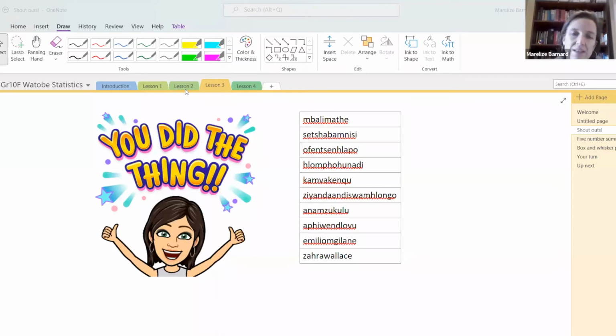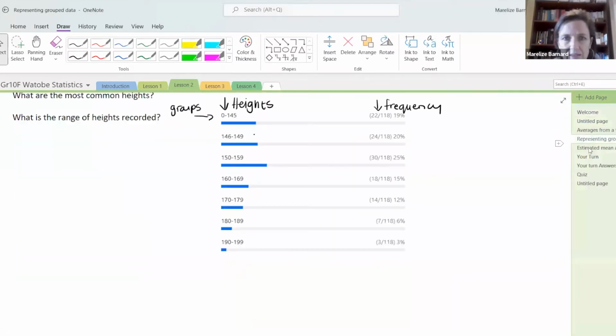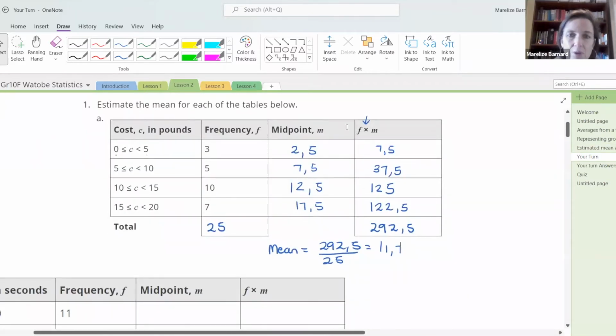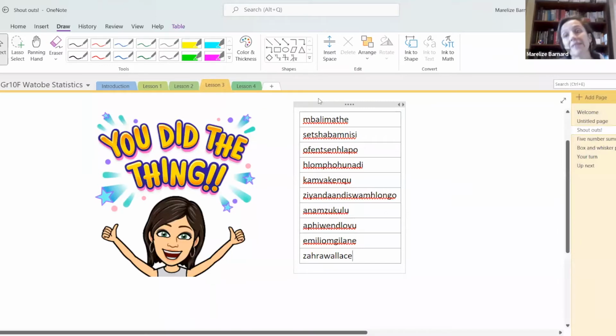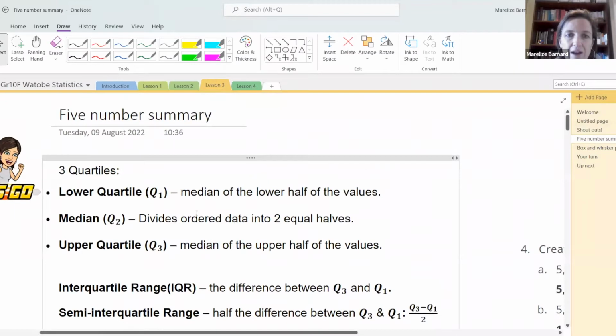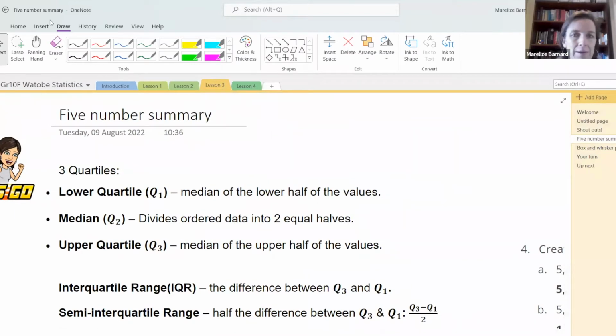And then in our previous lesson, if I can run through quickly, we did the estimated mean for grouped data, where we calculated the frequency, the midpoint, etc., and then used that to calculate the estimated mean. So today we are going to go on to the 5-number summary. The 5-number summary is used to give us some information about data.